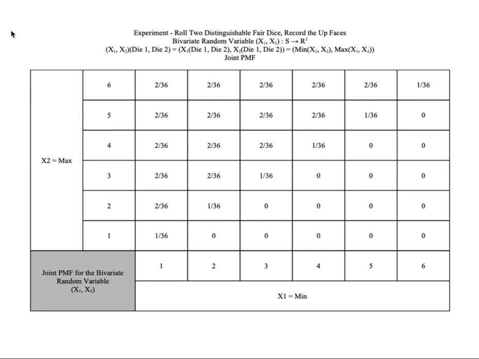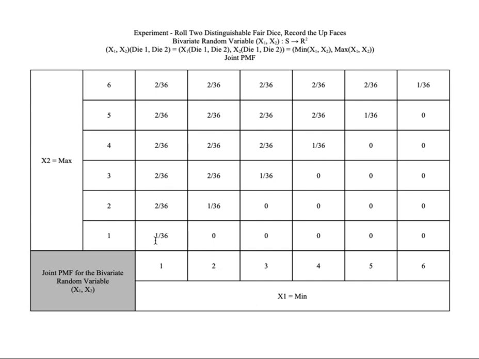for the bivariate random variable x1, x2. And so now notice that the axes have changed. Here I have the minimum x1 along this axis, and then on the vertical axis here I've got x2, each ranging from 1 through 6. But notice that for values of x1 that are greater than x2, those have probability 0 because those are not in the sample space for the bivariate random variable.